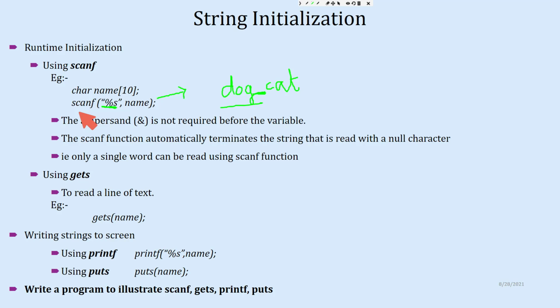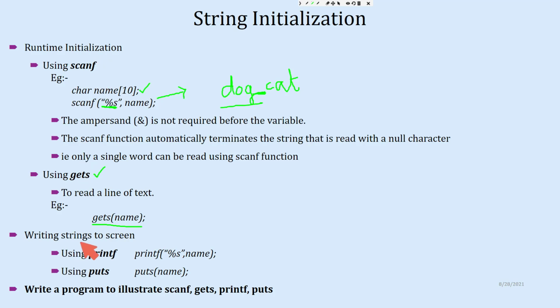It will only read India. So to avoid that, we have another function called gets. gets is used to read a line of text. A line of text means it will contain multiple words. So just declare the character array and use the statement gets(name). The user will enter some text and that will be stored in name. It will be clear when we write some examples.